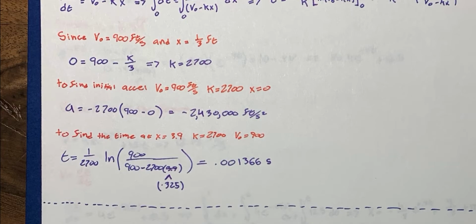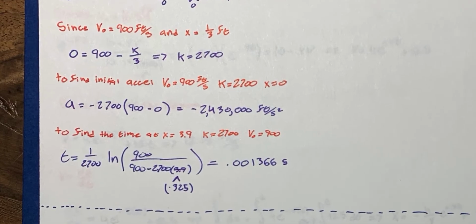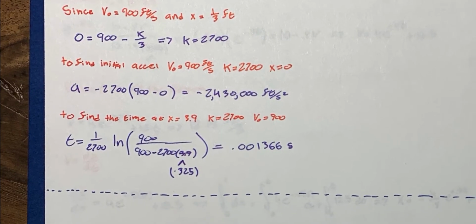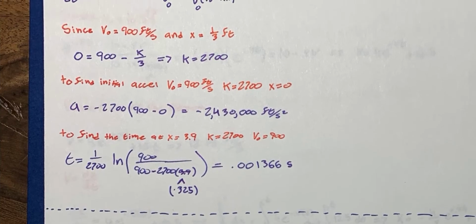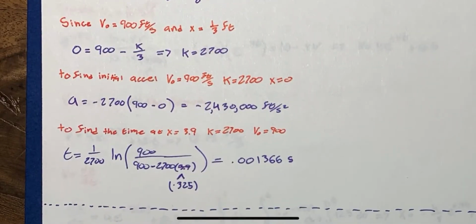And to find the initial acceleration, knowing that the initial velocity was 900 feet per second and k equals 2700 and x equals 0, we can just plug that into the acceleration equation and come up with negative 2,430,000 feet per second squared. And to find the time at x equals 3.9, we just use the time equation above and plug in all the variables, and we get 0.001366 seconds.